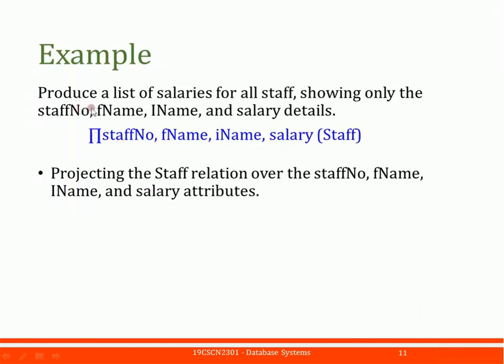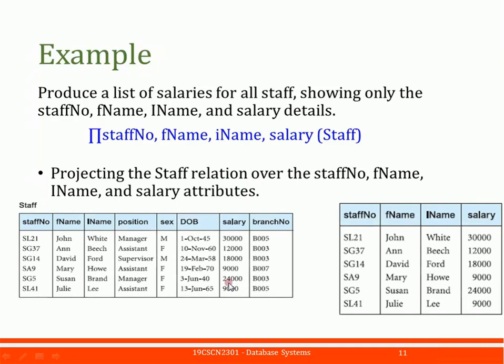Example: produce a list of salaries for all staff, showing only the staff number, first name, last name, and salary details. So you are going to project only the required attributes on staff. So from staff, you are going to list out only the staff number, first name, last name, and the salary. So this is the output of the projection operation.